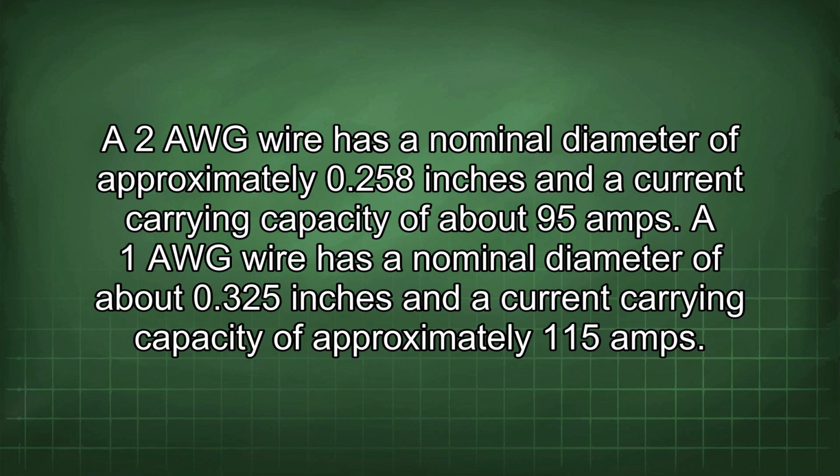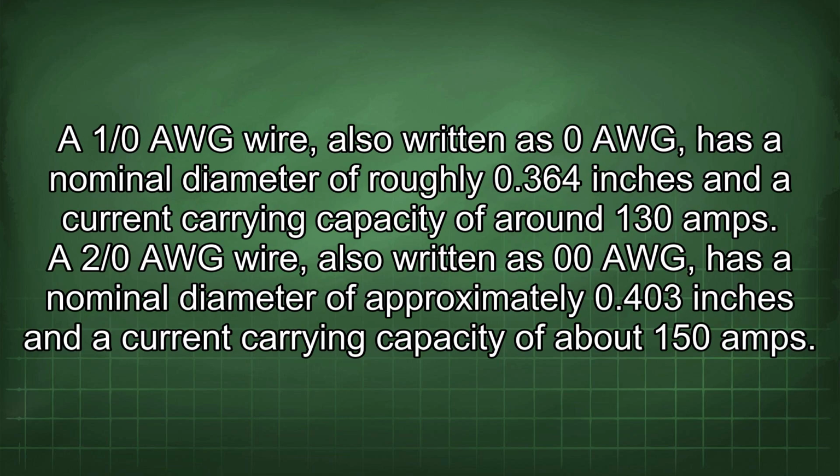95 amps. A 1 AWG wire has a nominal diameter of about 0.325 inches and a current carrying capacity of approximately 115 amps. A 1/0 AWG wire, also written as 0 AWG, has a nominal diameter of roughly 0.364 inches and a current carrying capacity of around 130 amps. A 2/0 AWG wire, also written as 00 AWG, has a nominal diameter of approximately 0.403 inches and a current carrying capacity of about 150 amps.